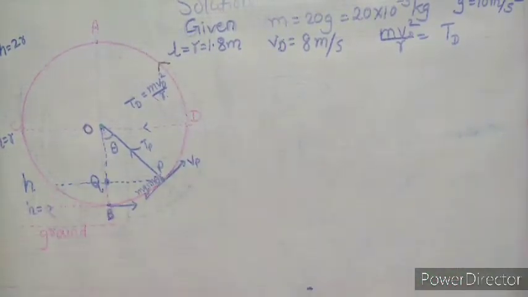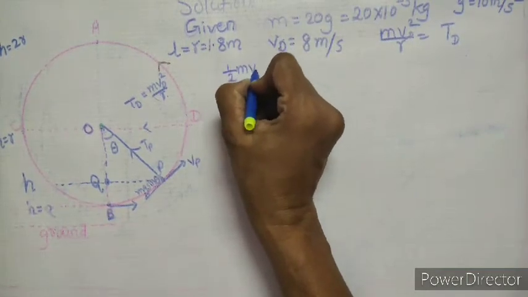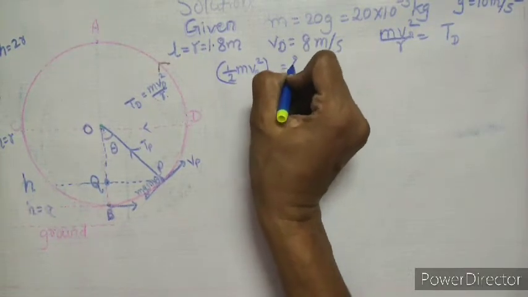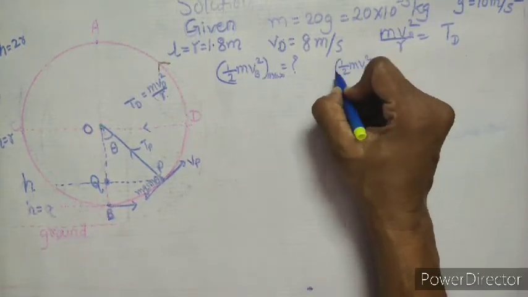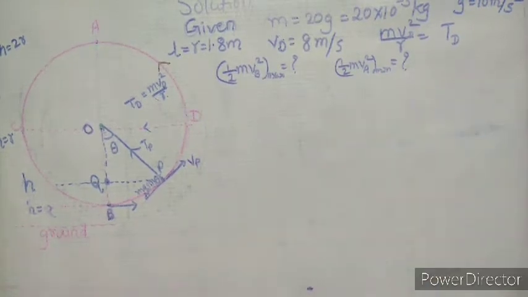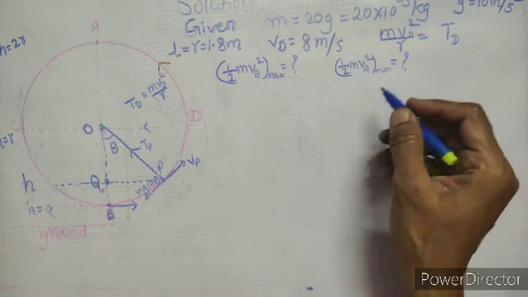So from these values we have to calculate the maximum and minimum kinetic energies. So I write the question here: half m vB square is the maximum kinetic energy to calculate, and half m vA square is the minimum kinetic energy we have to calculate. So simple problems are asked here. Here we use the law of conservation of energy for the calculation of maximum and minimum kinetic energy.